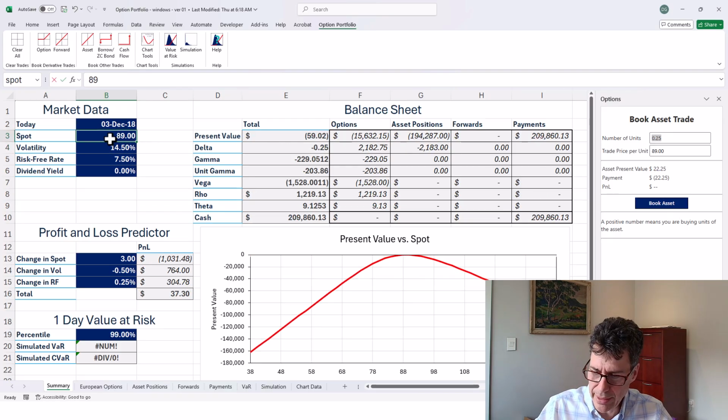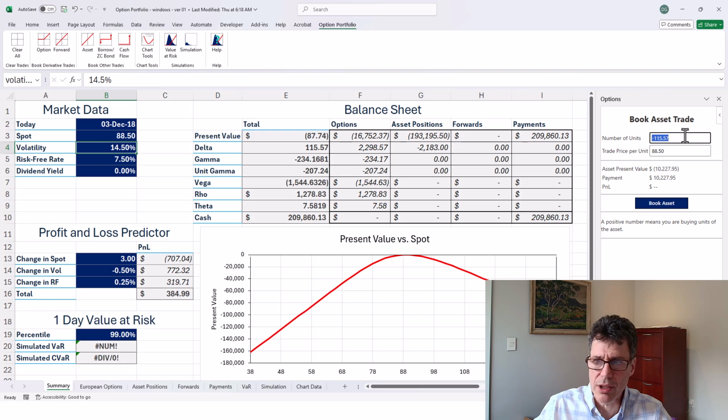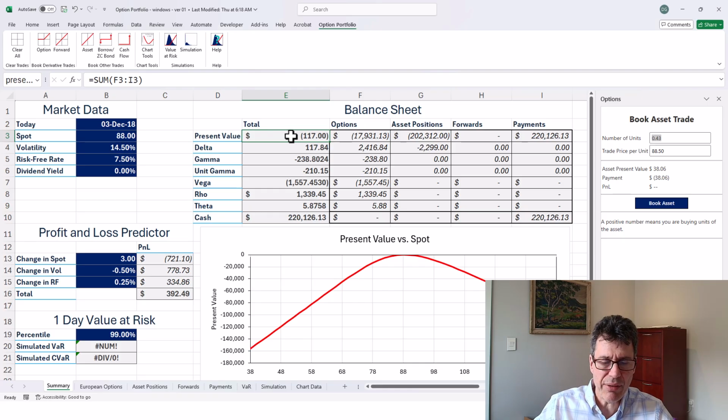Market goes back down to 88.5. Book the asset. We need to go short 116 shares. Market goes back down to 88. And we have lost $117 this time. So we've lost quite a bit less money. So the way this works is the more frequently we rebalance our delta, the less money we lose. We still lose some money, but just not as much.